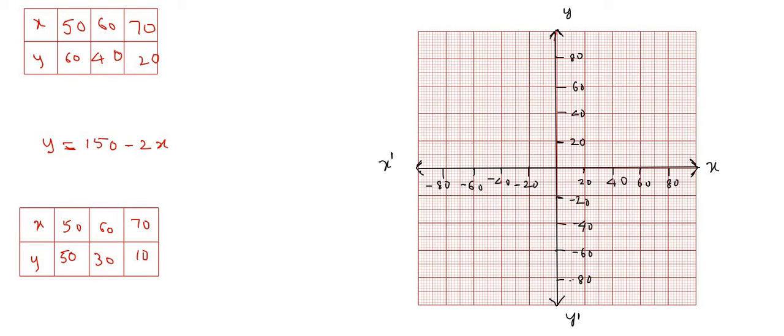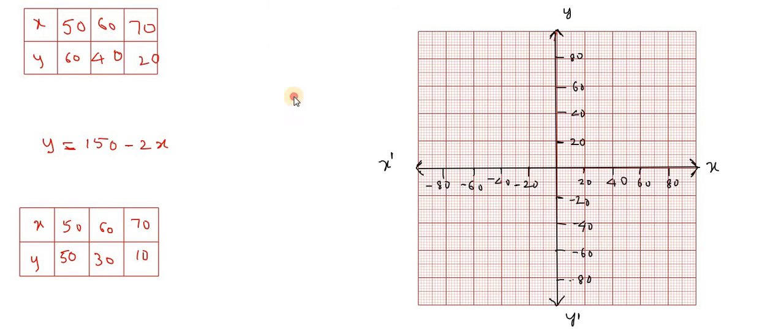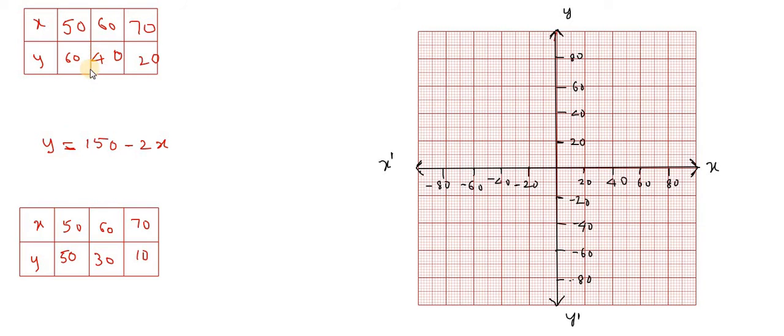So now you can plot the graphs. Your first equation: 50 comma 60, x-axis 50, so here 20, this is 30, this is 40, and this is 50, and here it is 60.